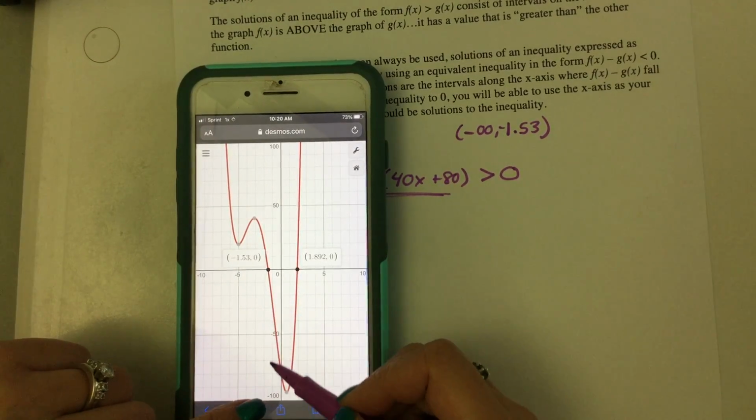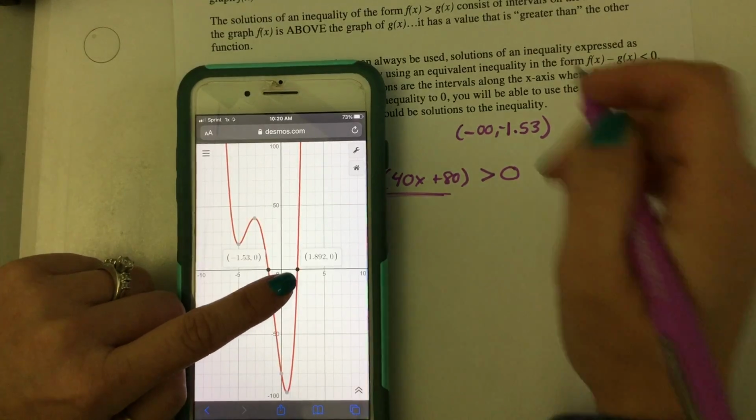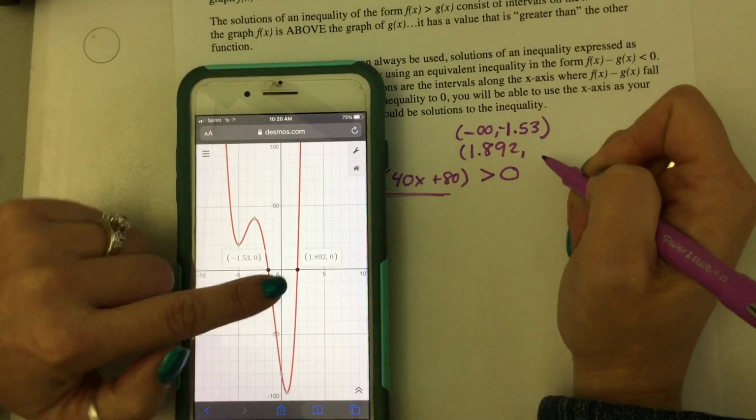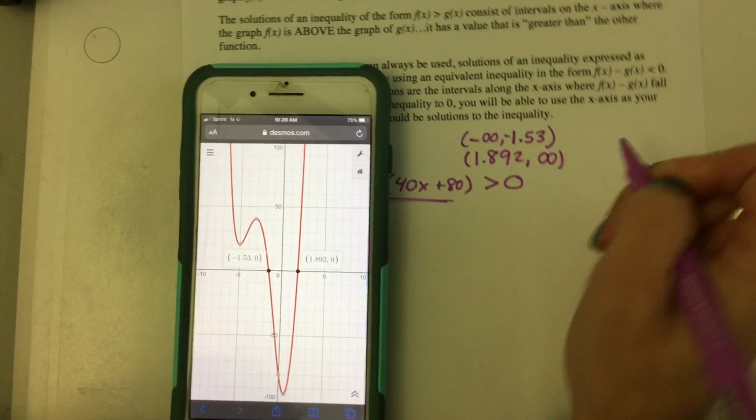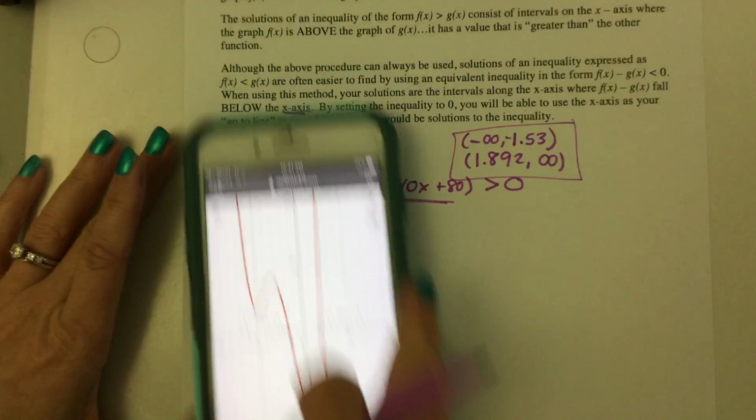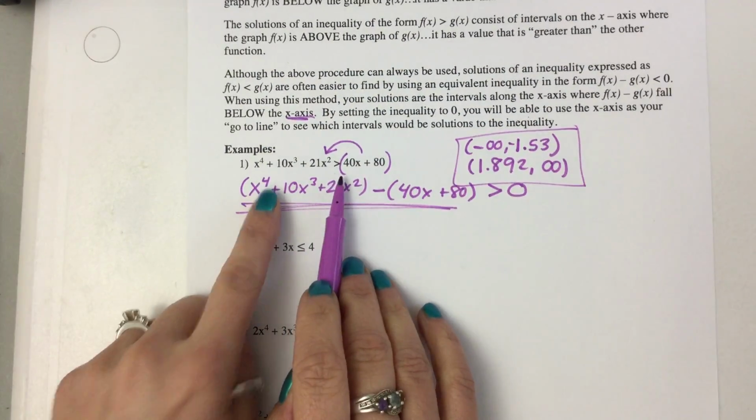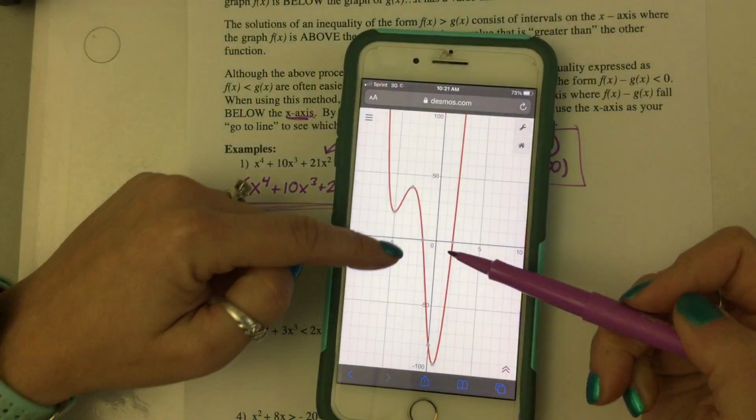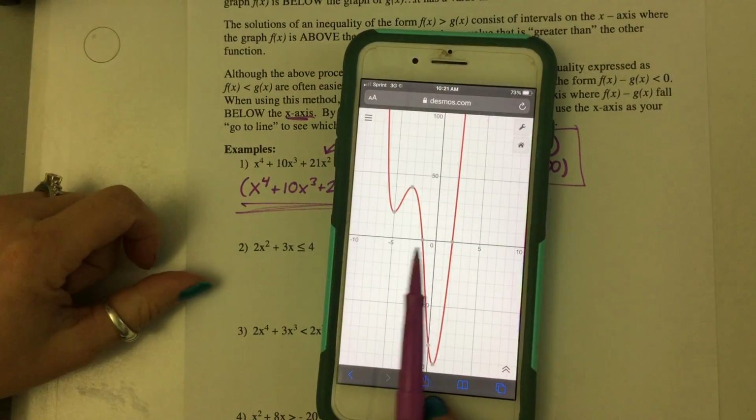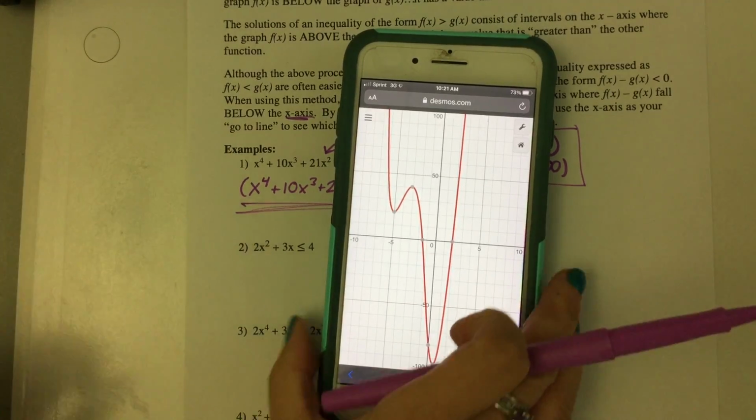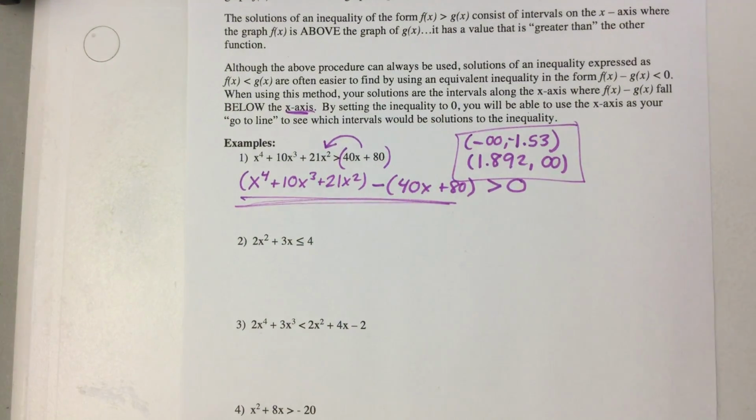Now this is below. We want to know when it's greater than. So again, starting at 1.892, all the way up to the right, all the way up to infinity, this is where you would have x values that would make this true, because on the graph, those are the x values that are above the x-axis, which has a value of 0. Super fun. Okay, let's look at another one.